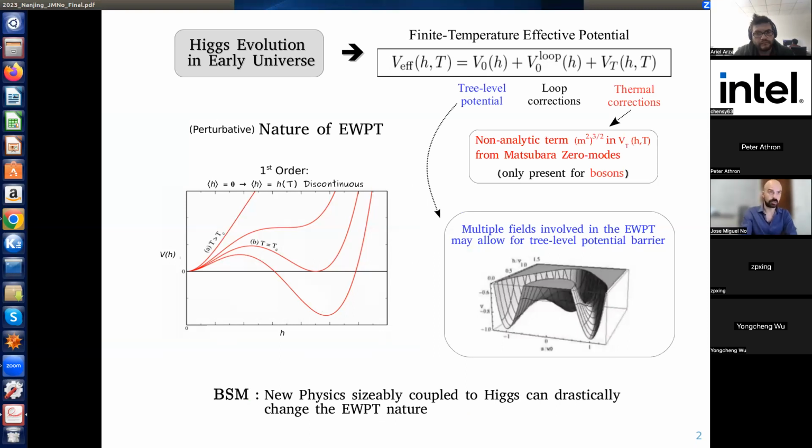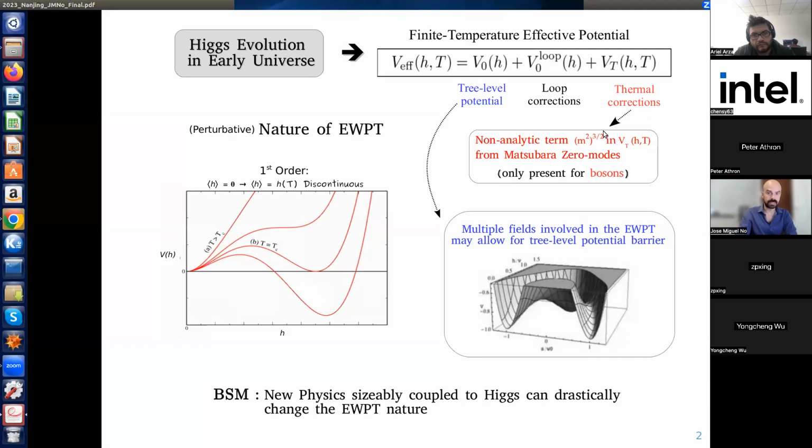However, we also heard it in the introduction, new physics that is sizably coupled to the Higgs can drastically change the electroweak phase transition nature. And the way it does it is precisely by influencing each of these different parts of the finite temperature effective potential. So for example, if I have multiple fields in my scalar potential, rather than just the Higgs doublet, then I will modify the tree-level potential. I'll have more fields, more terms, and this could allow for tree-level potential barriers from the multi-field interplay.